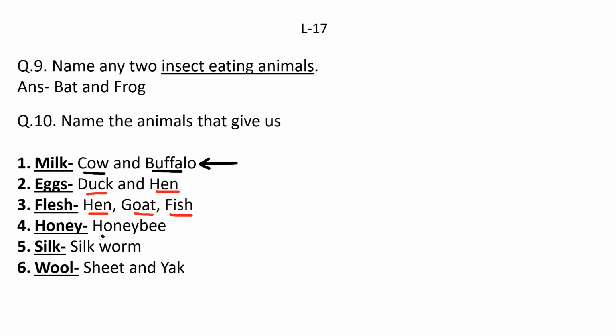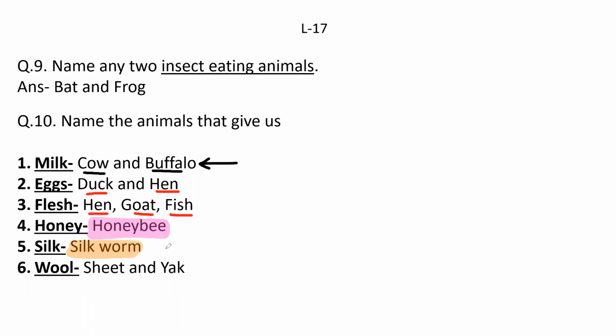Now comes honey. We get honey from honeybee. Honeybee gives us honey. Silkworm. What is silkworm and what is silk? Silk is the thing that we use to make sari and dresses. And from where do we get silk? We get it from silkworm.